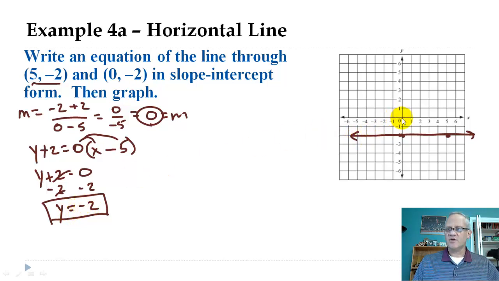Look at our graph. If x is 1, what's y? -2. If x is 2, what's y? -2. If x is 3, what's y? Negative 2. It's always negative 2. So our equation here for a horizontal line with zero slope will always be y equals negative 2, in this case, or y equals whatever the number is, depending on where the line is. But in this case, y equals negative 2.